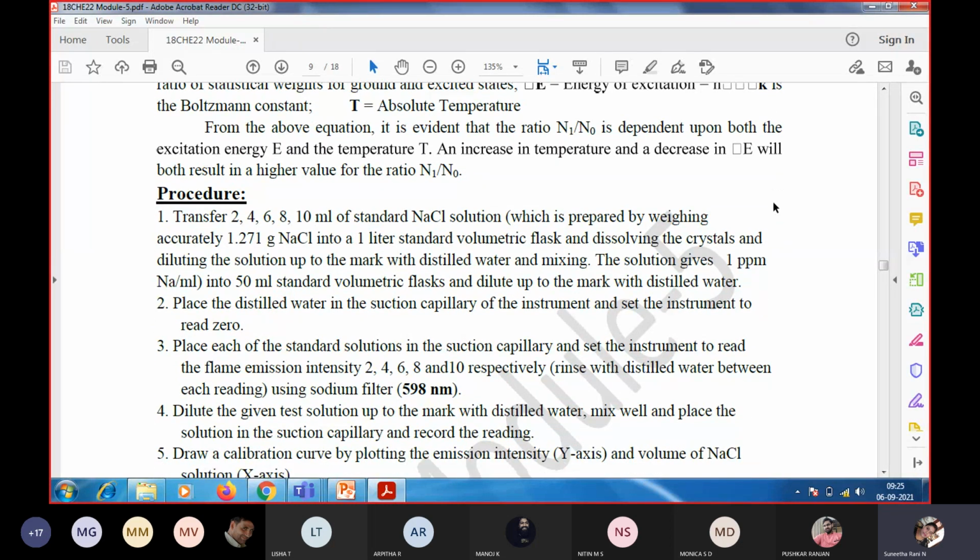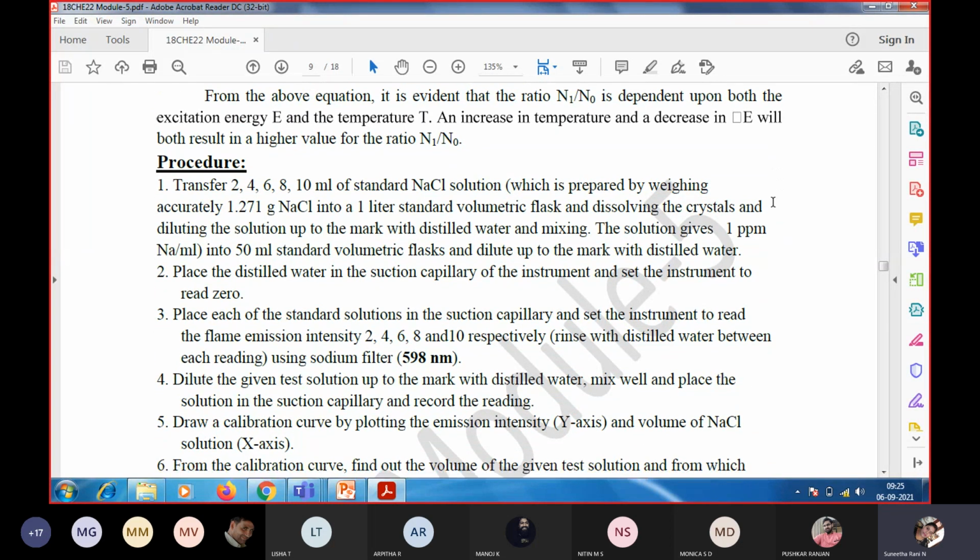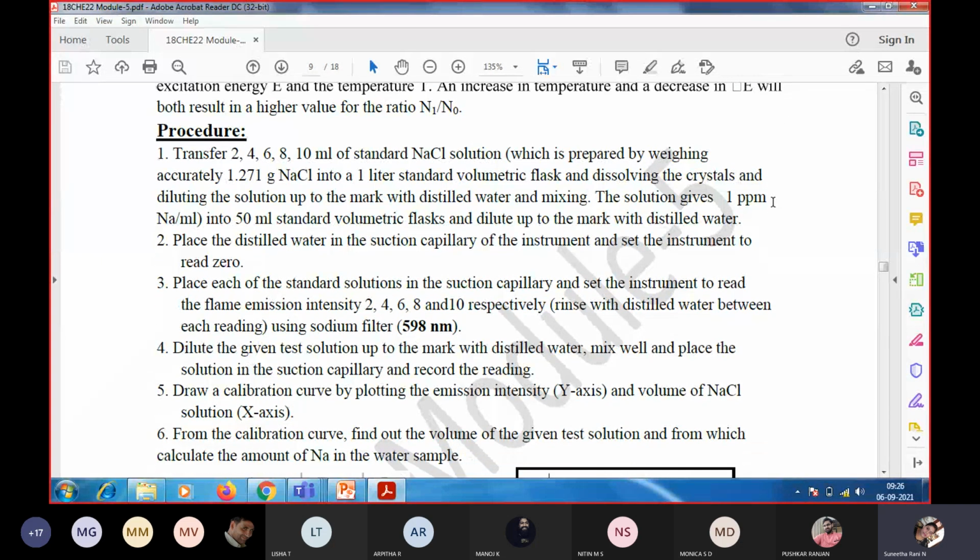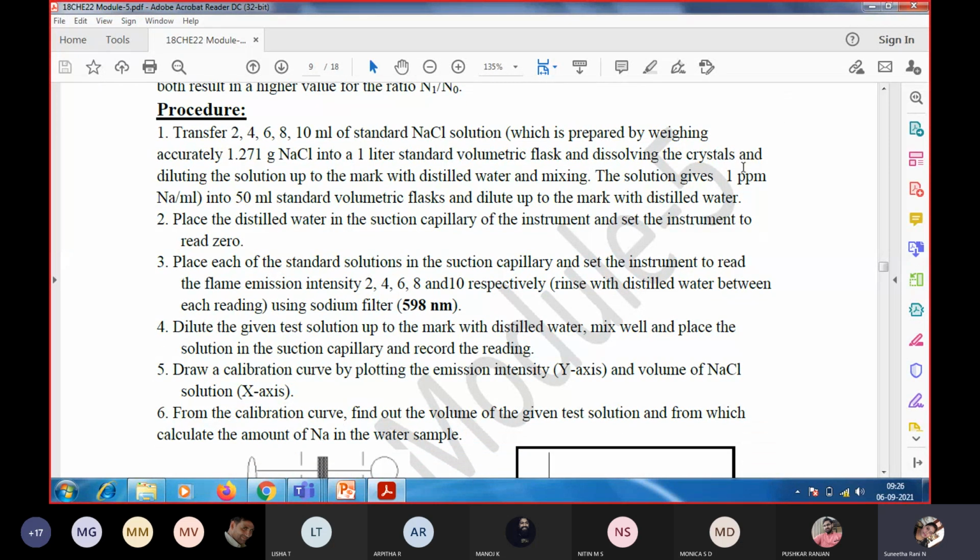The procedure, as in your syllabus, is to determine the intensity of sodium flame at different concentrations. For that, you have to prepare a different series of standard sodium chloride solutions. Accurately take around 1.271 grams of sodium chloride into a 1 liter standard volumetric flask, dissolve these crystals and make up to the mark, and prepare 1 ppm into 50 ml standard flask.